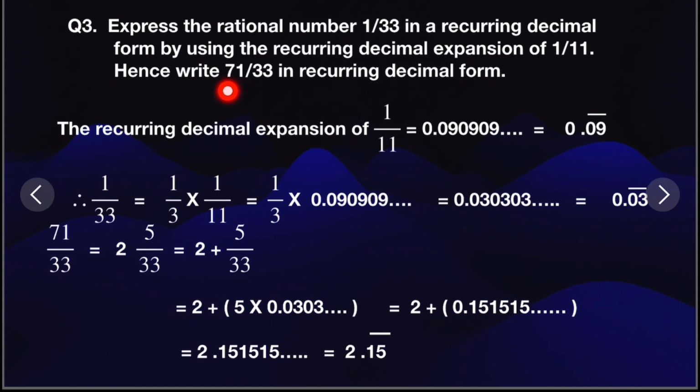Now we are asked to find 71 upon 33. What is 71 upon 33? Convert it into mixed fraction. 2 5 upon 33. So 2 plus 5 upon 33. 2 plus 5 into 1 upon 33. You know what is 1 upon 33? It is this. So 5 into this number, if you multiply, you will get this. If you add both, you will get this number. And this is a recurring decimal. Put 2.15 and put a dash over it.